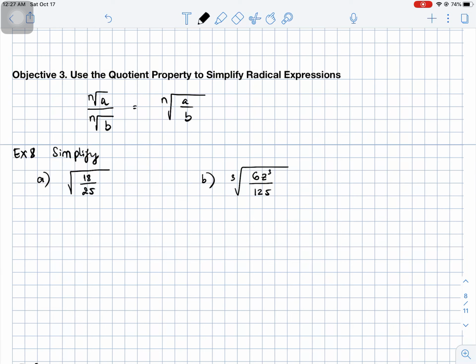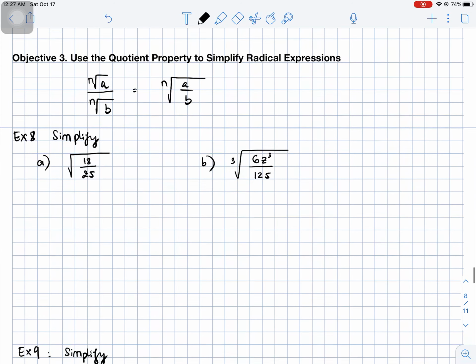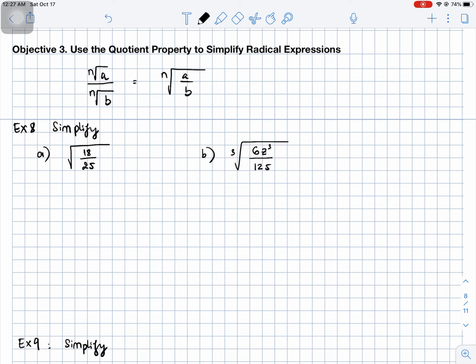Objective number 3. Use the quotient property to simplify radical expressions. Before we had the nth root of a times b, now we have the nth root of a divided by b. Then we will separate the a and b, a on the top and b on the bottom, and we have the same nth root for both of them.